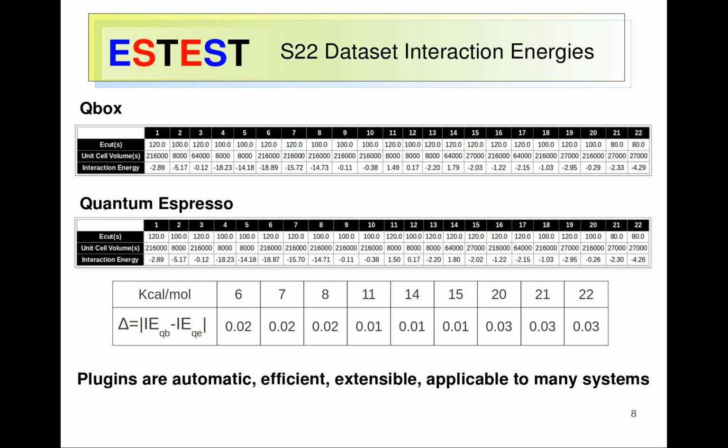Our results did indeed validate the agreement between Qbox and Quantum Espresso, as you can see very plainly here by the side-by-side tabulations of the output of the interaction energy plugin for 22 datasets in the consistent units of kcal per mole. The largest absolute error was 0.03 kcal per mole, and for 13 systems, the error was less than 1 in 100 kcal per mole.